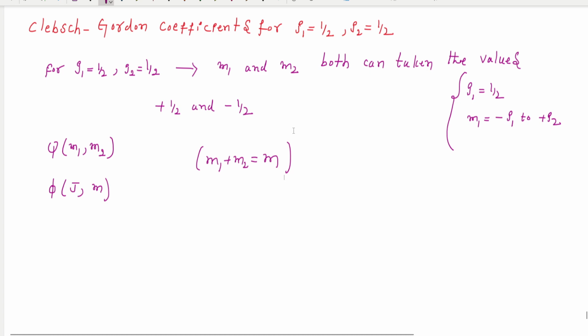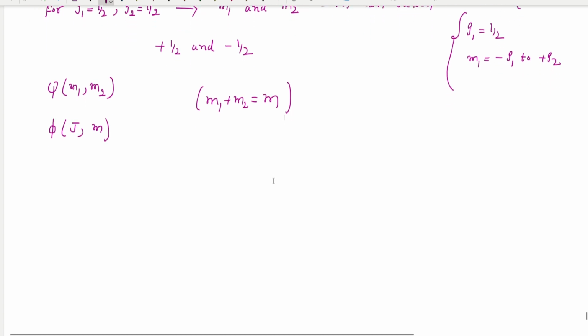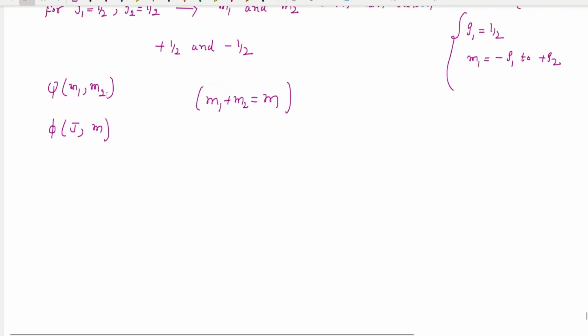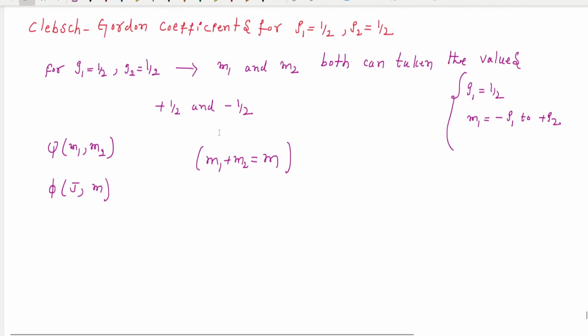Then I'm going to find these functions. What is psi m1 m2 value? What is psi j m value? Okay. So for that, I need to check first what are the corresponding values of j. In this addition of angular momentum, how can we get the j value? We can get J1 plus J2, right? J1 plus J2.